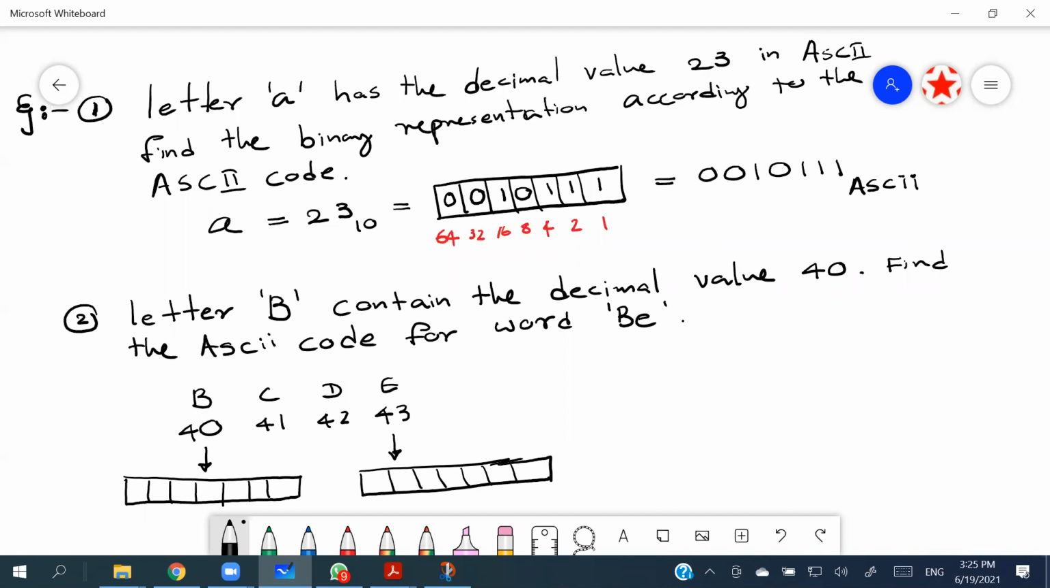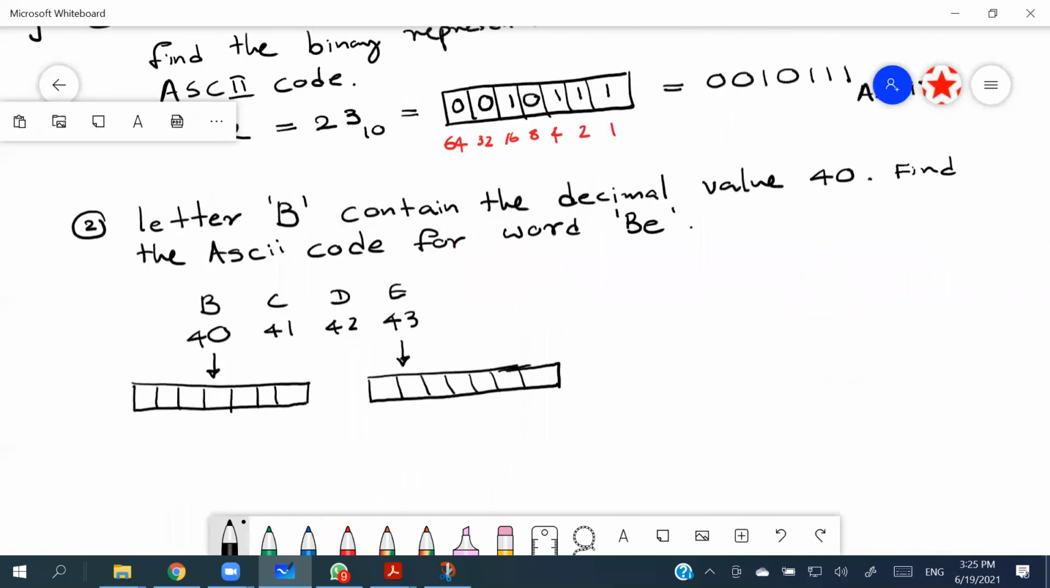Right, now in this second example, what they are saying is letter B contains a decimal value 40. Find the ASCII code for the word B. B means like B-E, right? So then what we are going to do is write B in ASCII and E in ASCII, then we put them together.